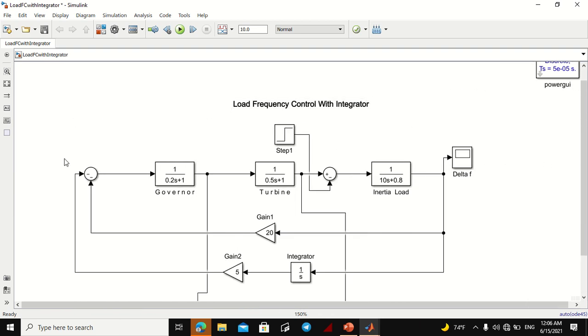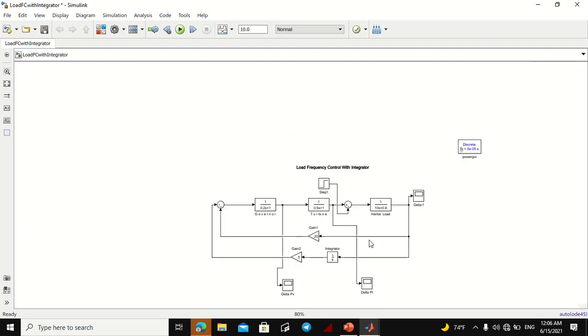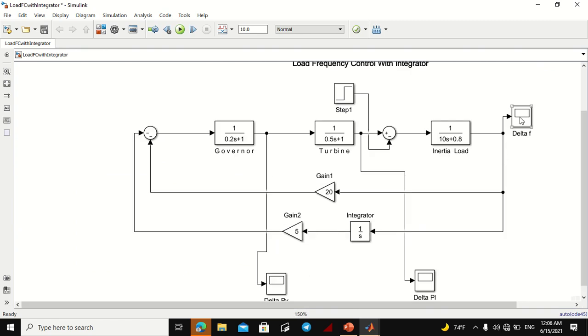As you see, it is the previous part. This part is for single area power system. Single area power system governor turbine and inertial load with the gain. And check the results.